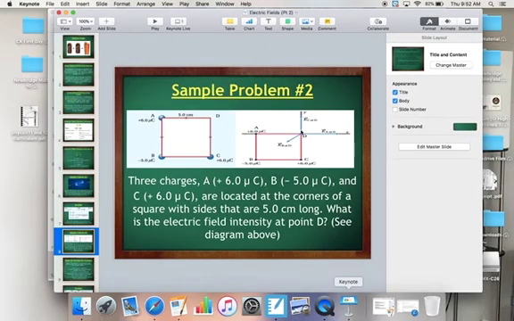Let me go back to it. So you're seeing that there are 3 different field intensities acting here on D. The field intensity from C is pulling it up, from A, pulling to the right, and from B, pulling it down and to the left. So we're basically just trying to figure out what's the sum of all of those electric field intensities at that particular point.